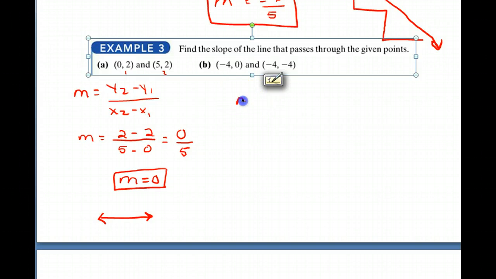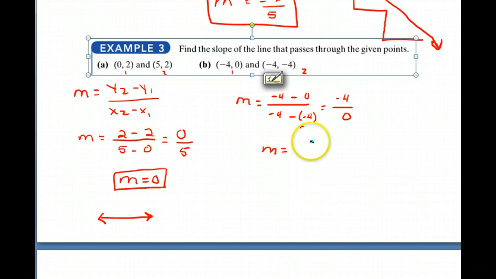Example B. We could have plugged in, let's just do 1 and 2. And we'll just reference the exact same formula that I already wrote on the left. So we're going to plug in -4 and -4, minus, minus, 0, and -4. So we end up with -4 over, double negative becomes a plus, -4 plus 4 makes 0. Uh-oh, we are not allowed to divide by 0.